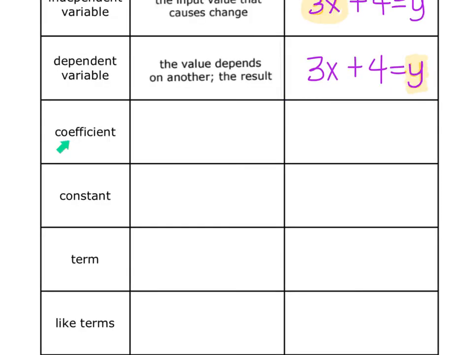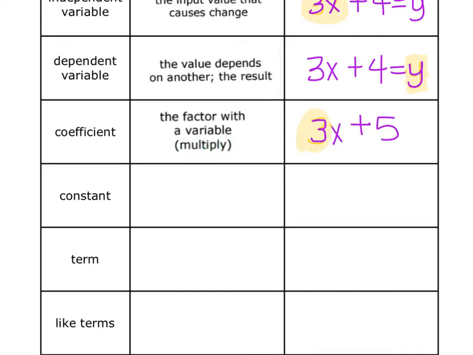So here we have a big word right here. This is said coefficient. Coefficient. Try saying that softly to yourself. Coefficient. And a coefficient is a factor with the variable. So the definition that goes with coefficient is the factor with a variable, which means multiply over here. So we're going to write our example. 3x plus 5. 3 is the coefficient.